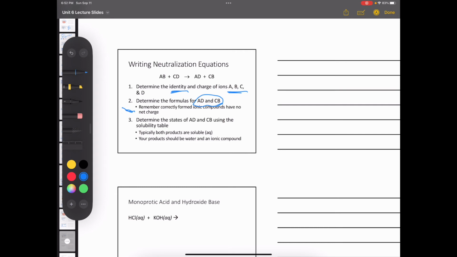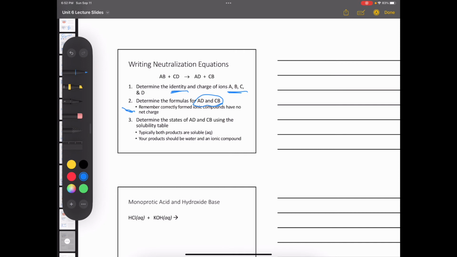Okay, and what that means is that when you're doing the double displacement and forming the new bonds, you make sure that the oxidation numbers for the A, B, C, and D are taken into consideration, so that your total charge over the compound is always zero. Then you determine the states of your new products, A and D, and C and B as well. Generally, they are aqueous.